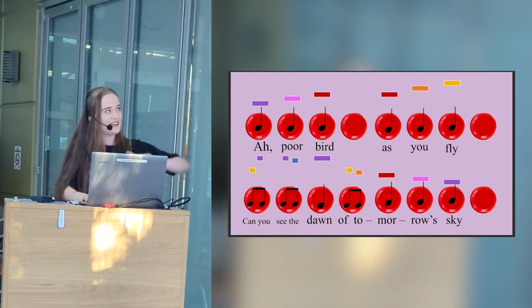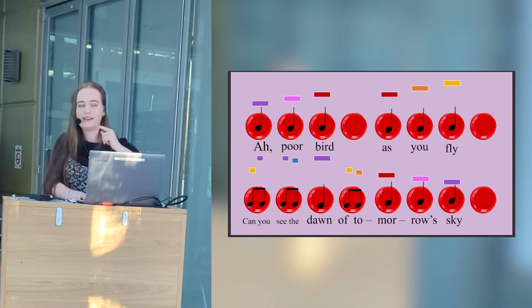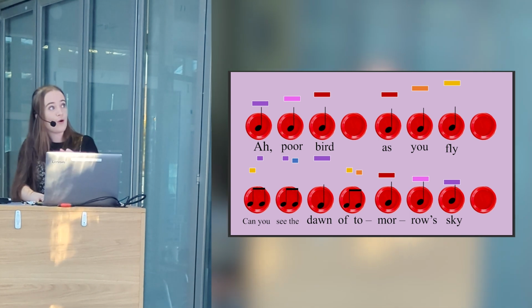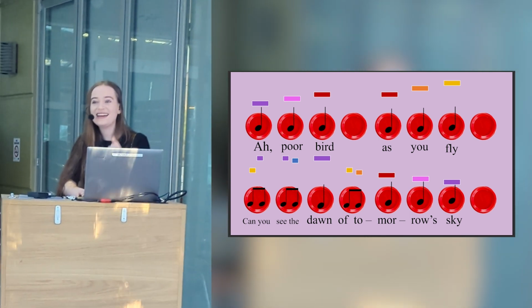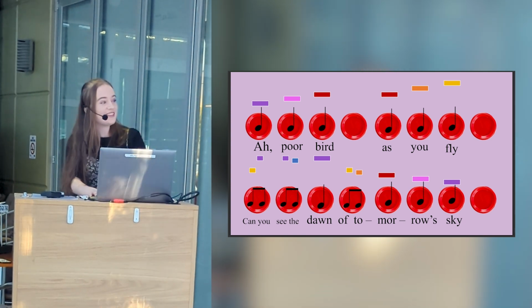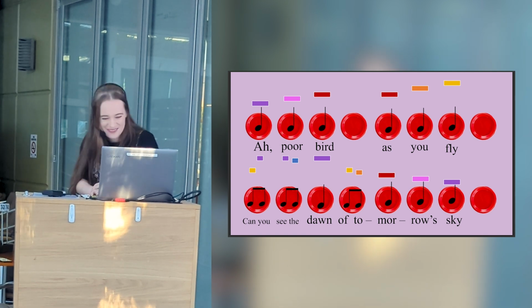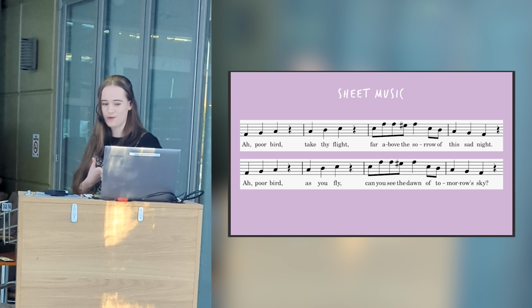Let's see if we can do it from the start together. Let's give it a go. The only thing that's changing is our lyrics, our words. 2, 3, and poor bird, as you fly, can you see the dawn of tomorrow's sky? Beautiful. Okay, here's what we're going to do. We're going to construct a little performance.